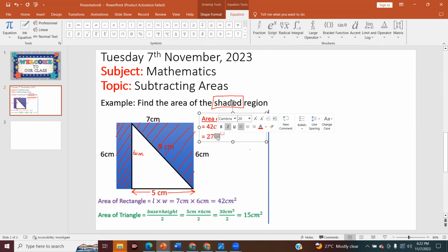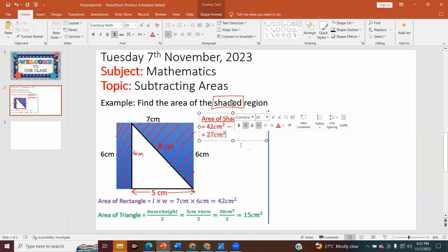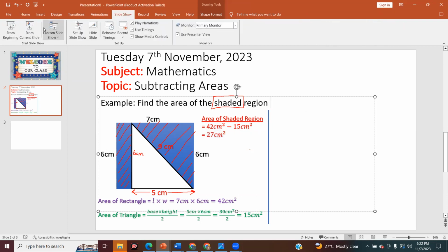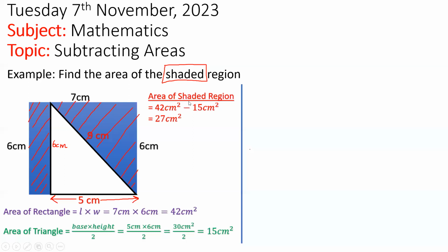So 27 centimeters squared. Okay. And that's how we get the area of the shaded region. All right, good. Latalia, can you explain how we got the area of the shaded region, which is 27 centimeters squared? Okay, so you subtract 42 cm squared. Okay, good.